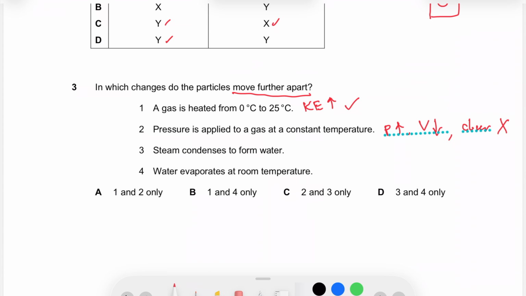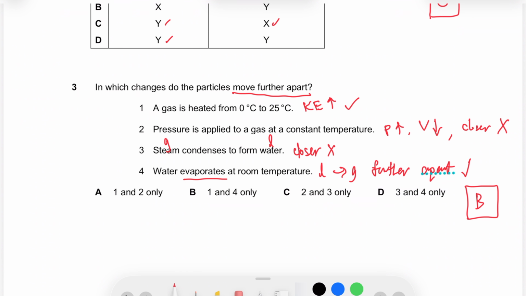Steam condenses to form water. From a gaseous state to liquid state, the particles will actually come closer, so this is wrong as well. Water evaporates at room temperature. When you evaporate, you are going from liquid to gas, so they will go further apart. So it's correct. So the answer is 1 and 4, so the answer is B. Moving on.